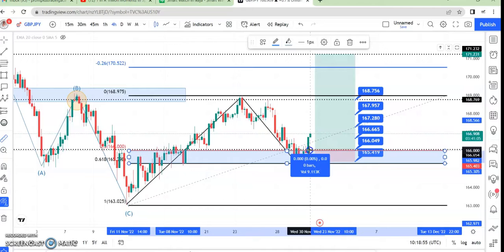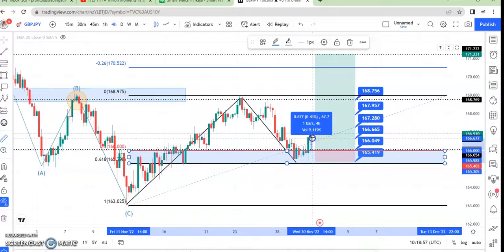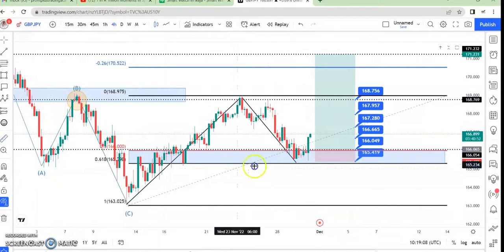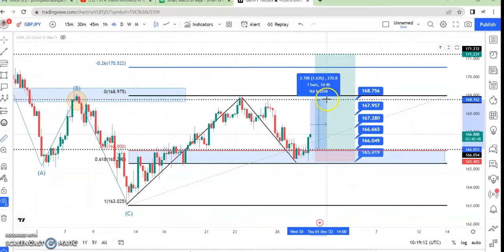Our TP1 has been hit at about 65 pips. Currently the market is on 94 pips already. And this market has a huge potential. The first leg should be able to deliver. At least we're going to get back to this level again, where the market started making the move. That's about 280 pips.